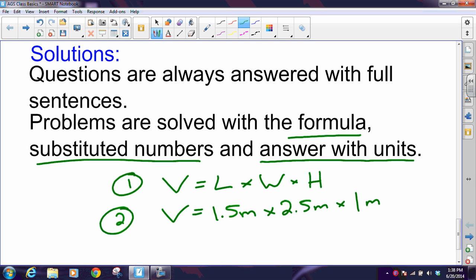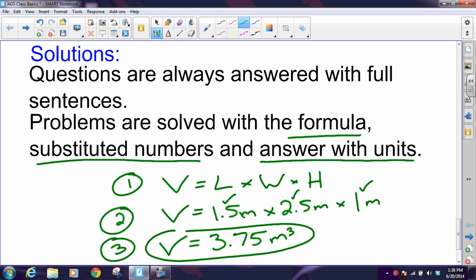You notice I showed my formula and then substituted in each number there, and I still have my units. And then last but not least, I want to show my answer, and my answer is 3.75. Now we're taking meters times meters times meters. That would mean we're left with meters cubed. Notice we have our unit, we have our numerical answer, and last but not least, so it's nice and organized, the last part of step three, I want you to circle that answer. I should be able to easily see what your answer is at the bottom.